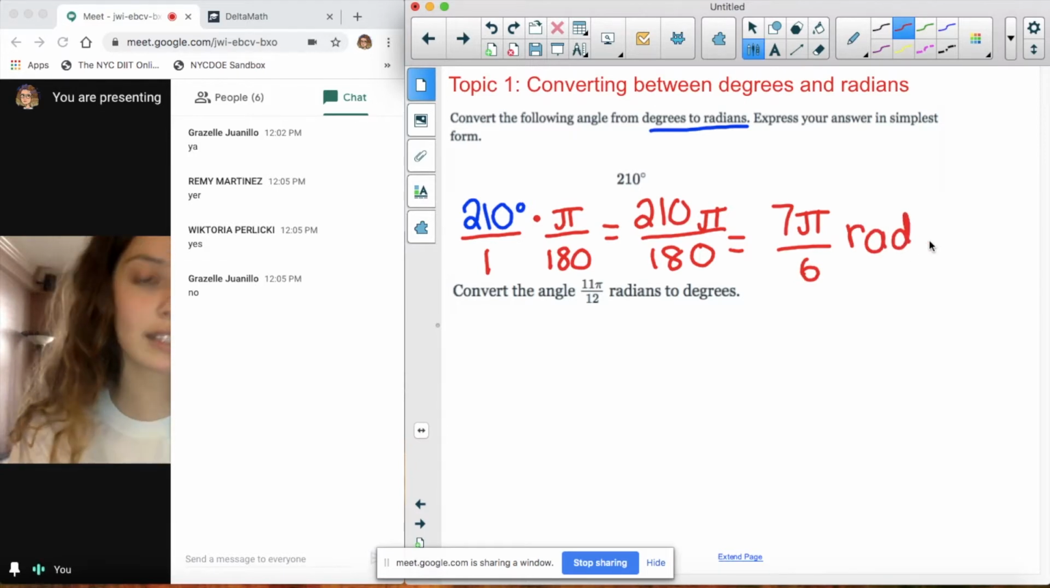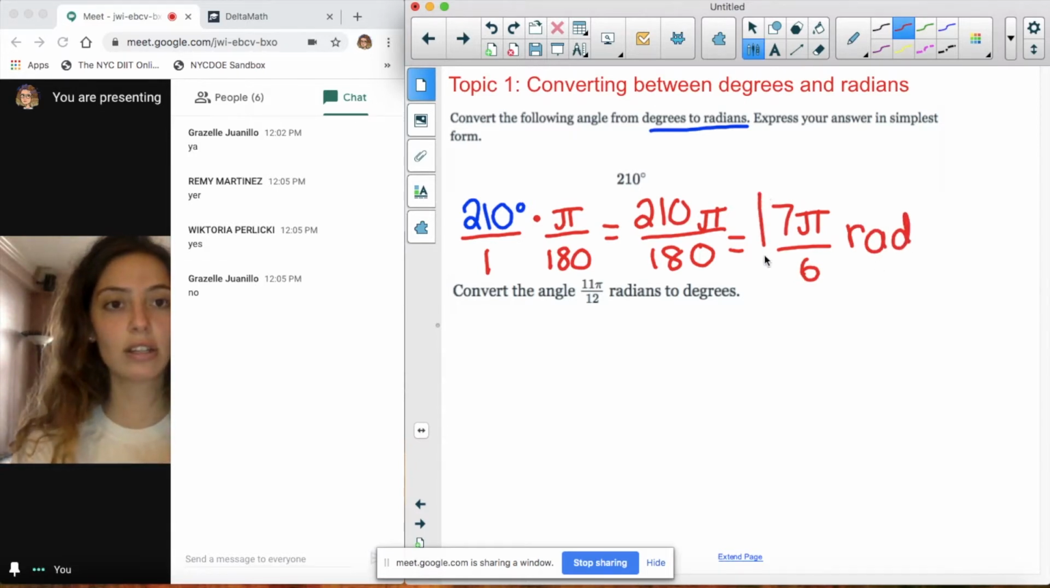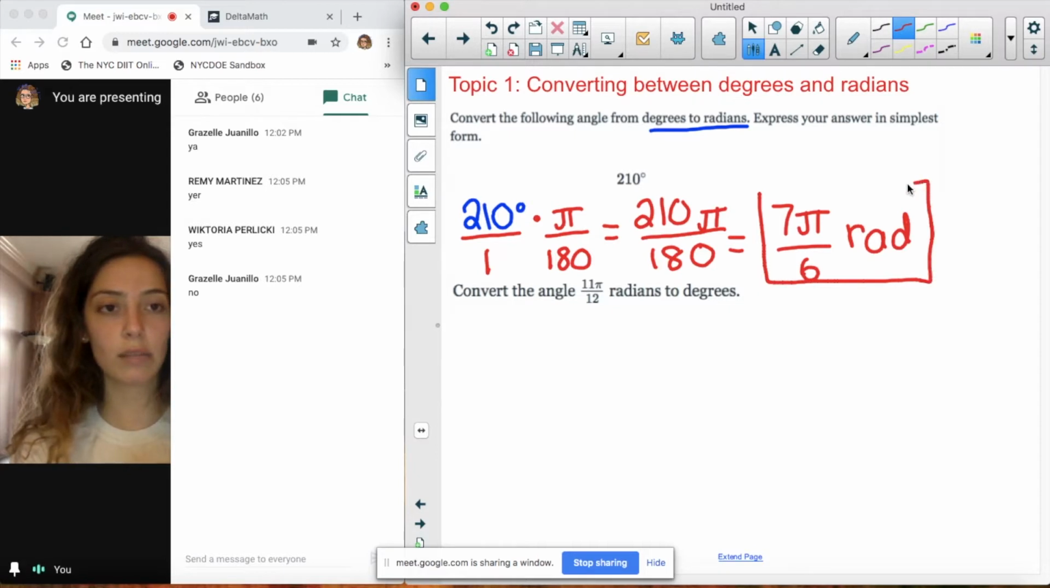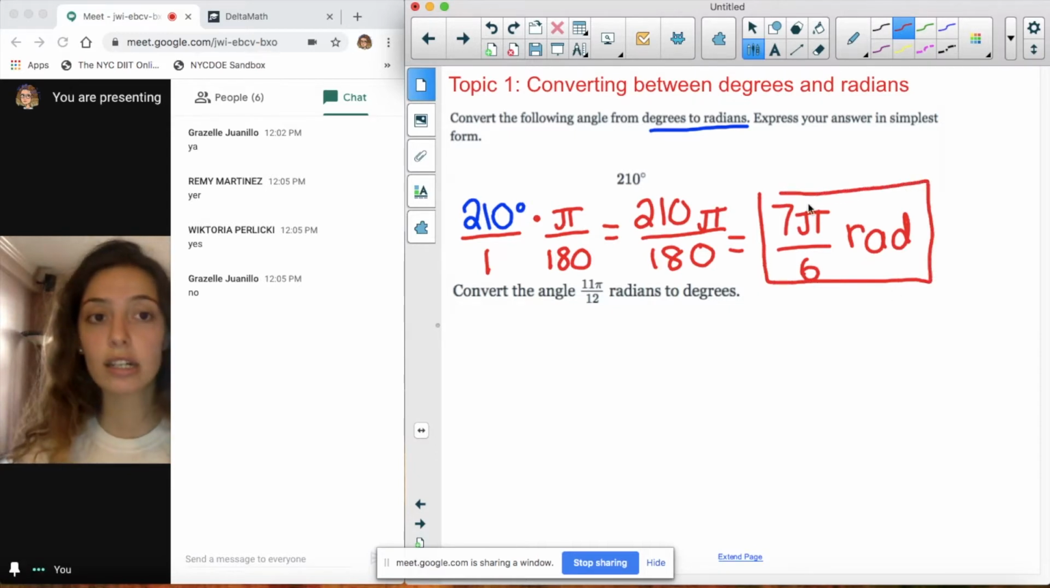Notice I did not type the pi in my calculator. The reason I didn't do that is because it wouldn't give me a fraction if I did. We need pi in our answer, so you don't type pi in your calculator.